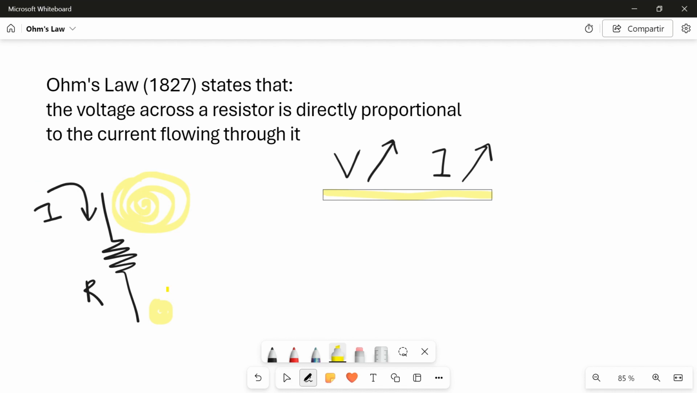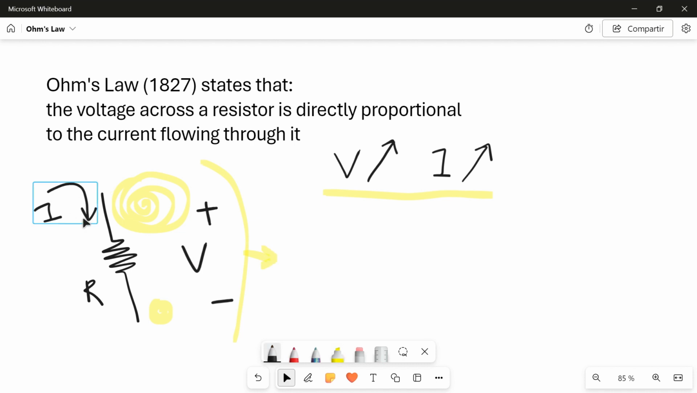This translates to, let's say, if I measure the voltage with a multimeter with this polarity, so the black cable on the minus and the red cable on the plus, I will have an increase of volts. So from this, we can write that with this direction of the current and polarity of the voltage, V is equal to R times I.